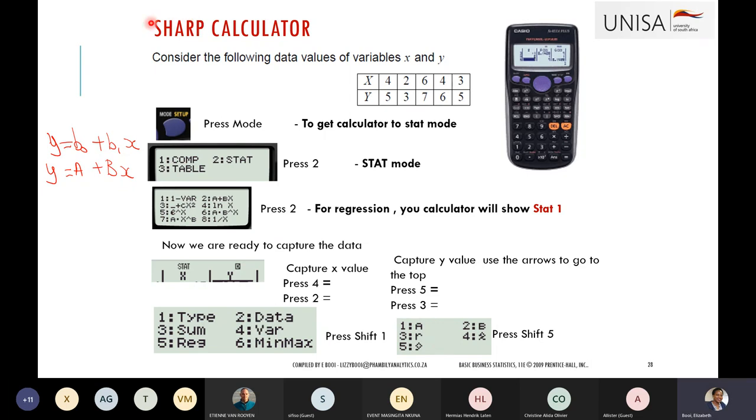This is not Sharp, it's Casio. That's the other error that I need to fix. This is Casio.